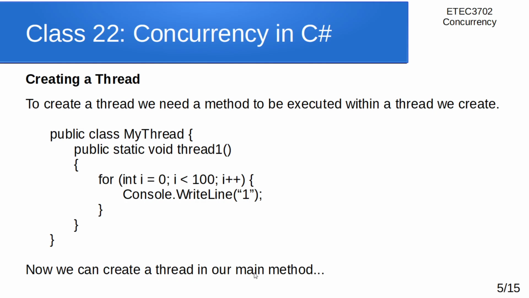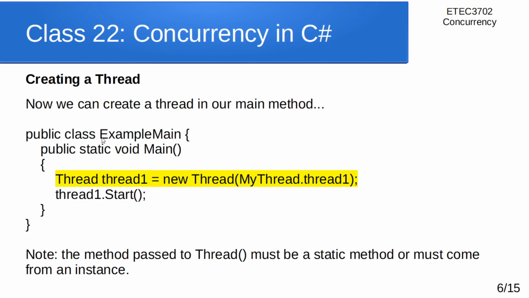So now we can create a thread in our main program over here. So here's my example main public class. Here's my main. This is the equivalent of the main function that we would have in something like C. And so this is going to execute on startup. And notice what I do is I just use the thread class to make a thread called thread1. So this is just like a variable type here, except we're making a thread called thread1.